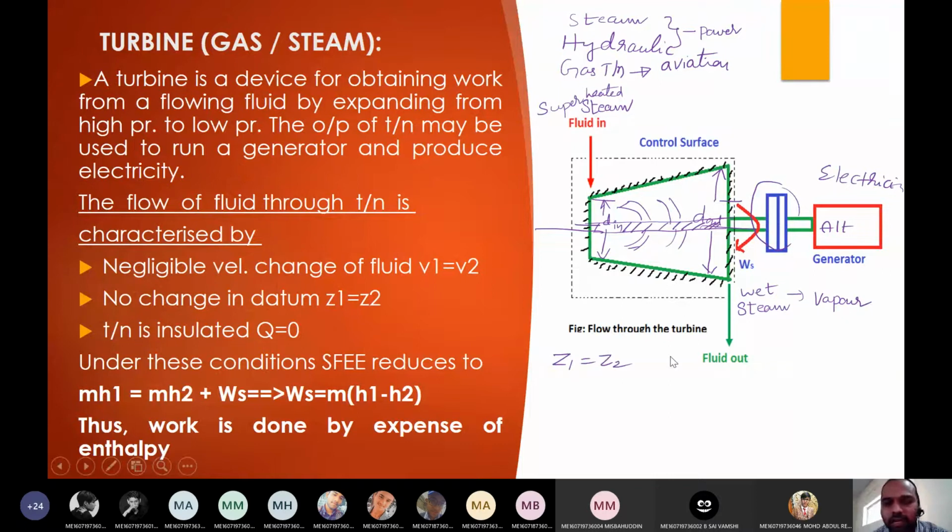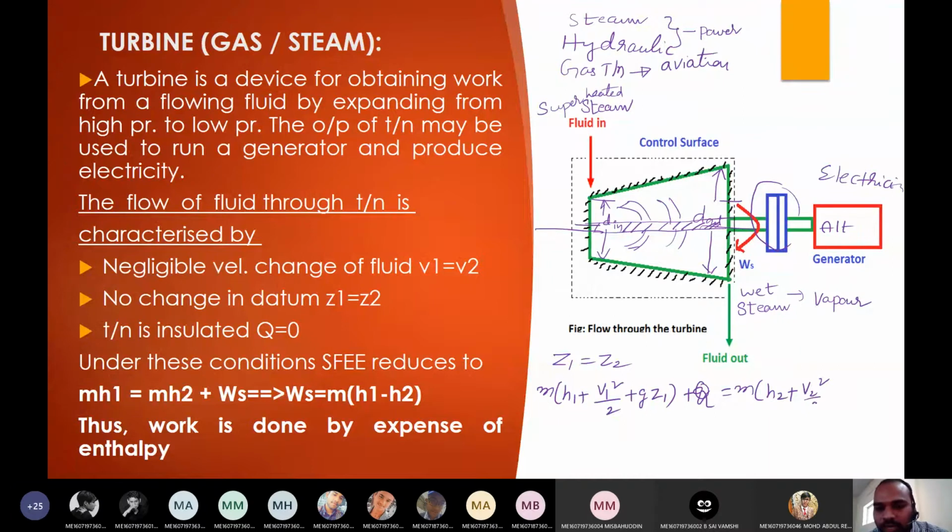What is the basic equation of the steady flow energy equation? M into (H1 plus V1 squared by 2 plus gZ1) plus heat addition, capital Q, is equal to M into (enthalpy at outlet plus kinetic energy at outlet, kinetic head, plus datum head) plus work done by the turbine, right?